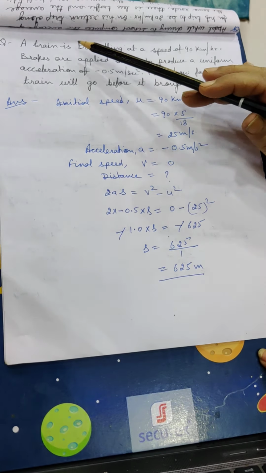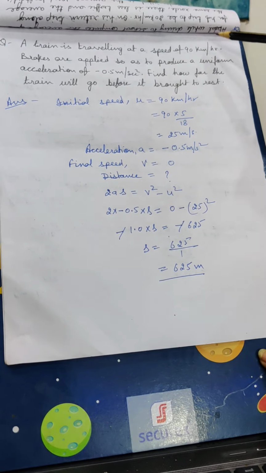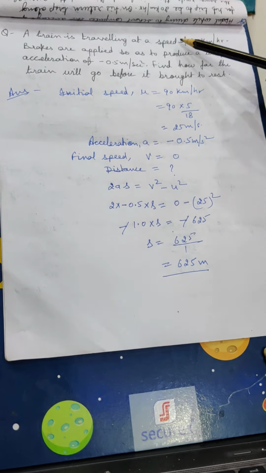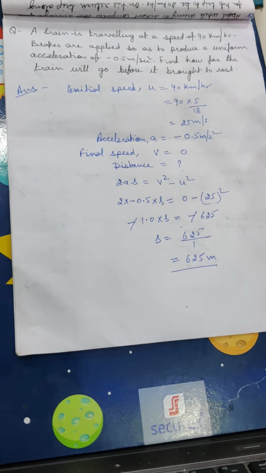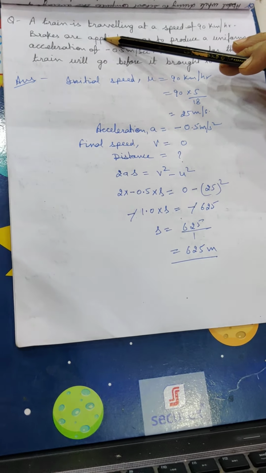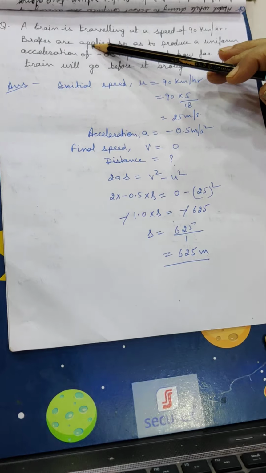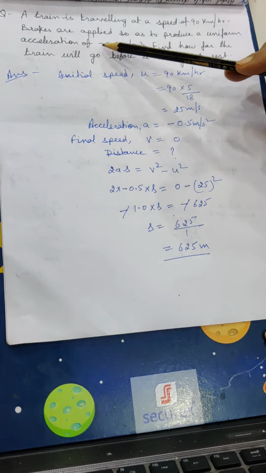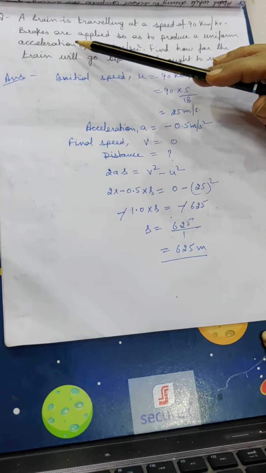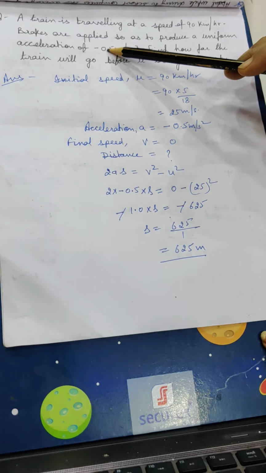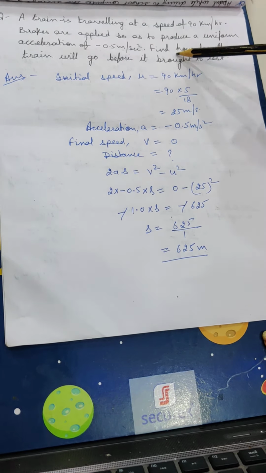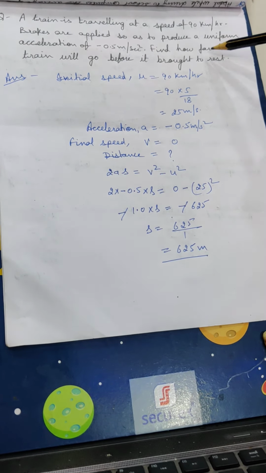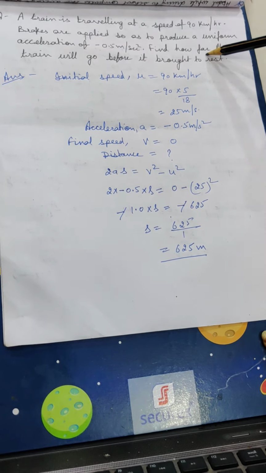Now the next is, a train is traveling at a speed of 90 km per hour. Remember, it's traveling, so initial velocity will be 90 km per hour. Brakes are applied. When brakes are applied, final velocity v becomes 0. Brakes are applied so as to produce a uniform acceleration of minus 0.5 meter per second square. Since brakes are applied, that is why acceleration is negative. Find how far the train will go before it is brought to rest. So again we have to calculate the distance.